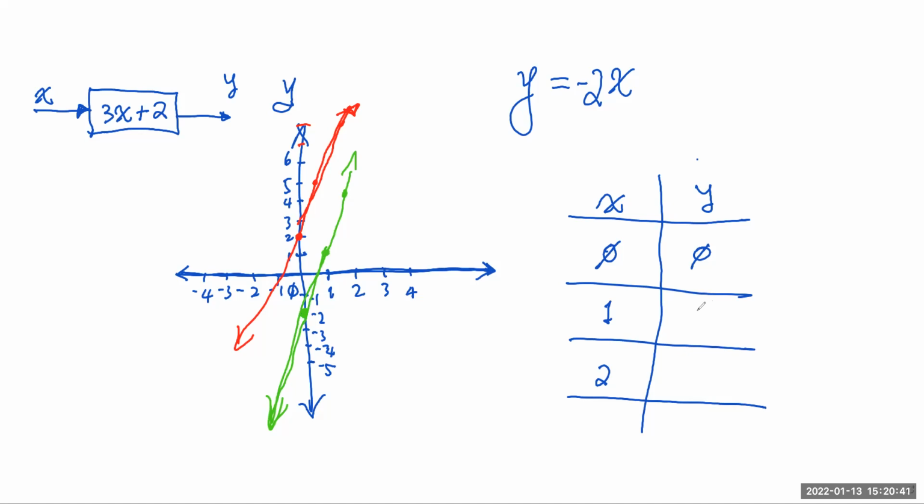When x is 1, what's our y? So it'd be -2 times 1, because the value of x now is 1. So that would be... -2 times 1 is -2, right? Oh, yeah. Okay. Now, when x is 2, what's our y?